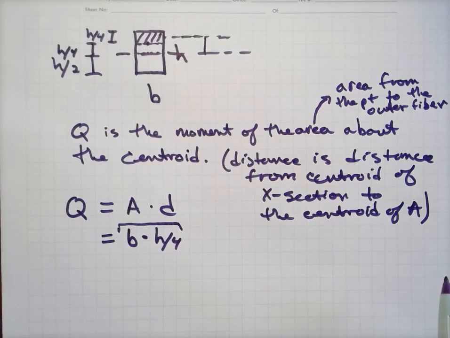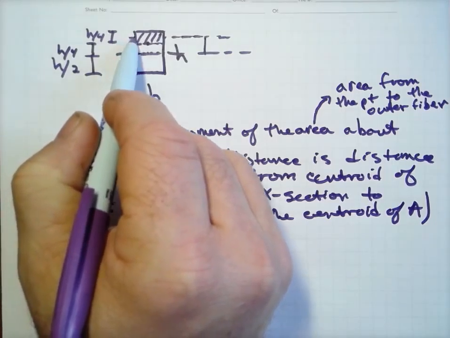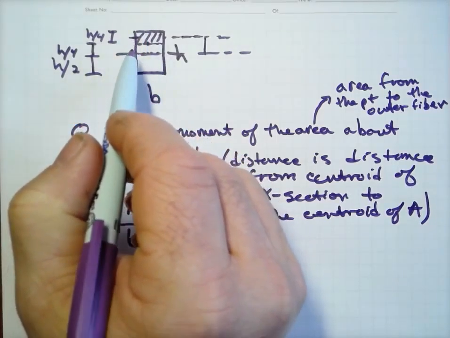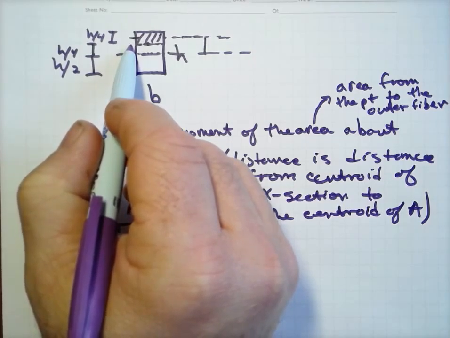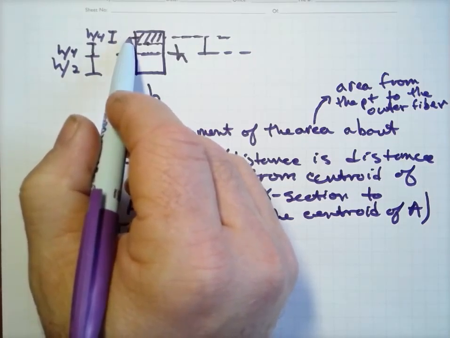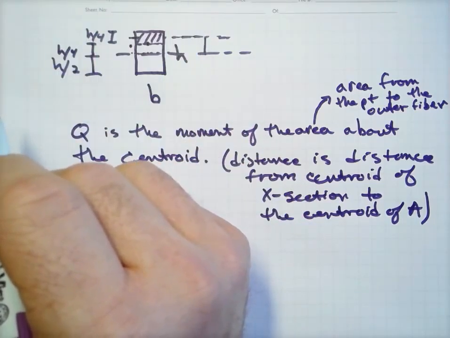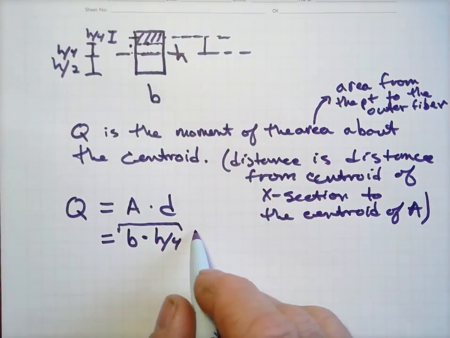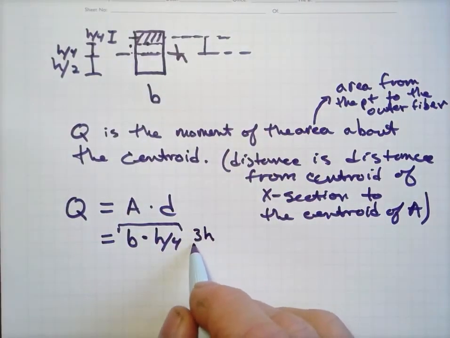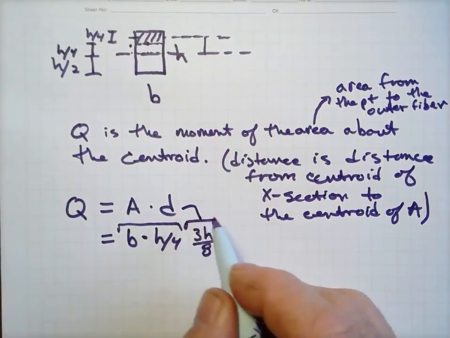So, how far is that? Well, I would argue that it's halfway into the area. So from the centroid, I'm going to go up H over 4, and then half of this H over 4, which would be H over 8. So H over 4 plus H over 8 would be 3H over 8. That's the distance.